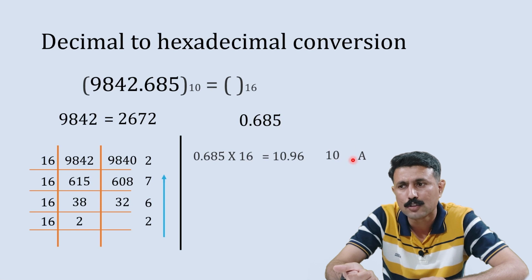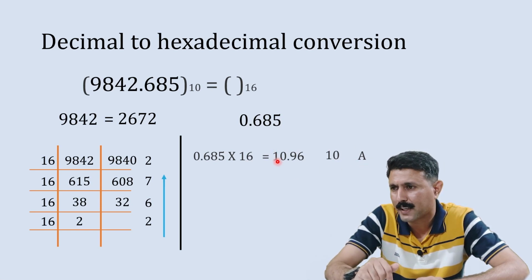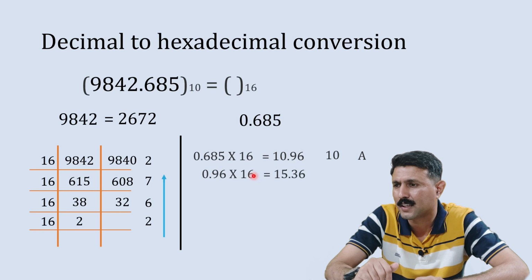That is A. So you're supposed to write A over here. So in the next step, you have taken 10 from this number. So only 0.96 is left. So multiply this with 16, you will get 15.36.